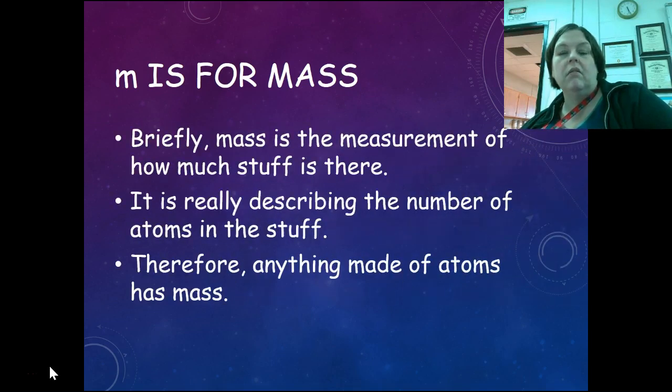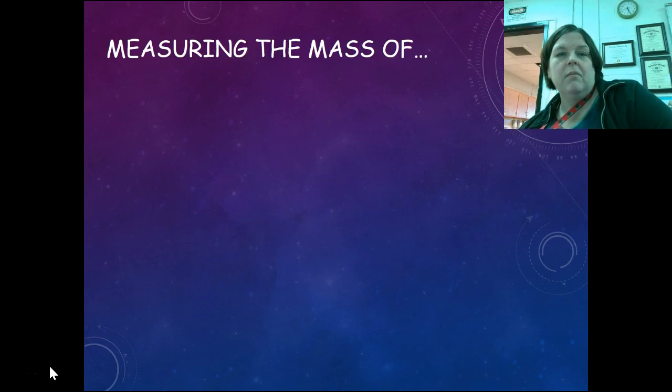So m, little m, is for mass. Mass is the measurement of how much stuff is there. But it's really describing the number of atoms of stuff you have. Therefore, anything made of atoms has a mass. The measuring of mass is pretty simple. Balances are used to measure mass.